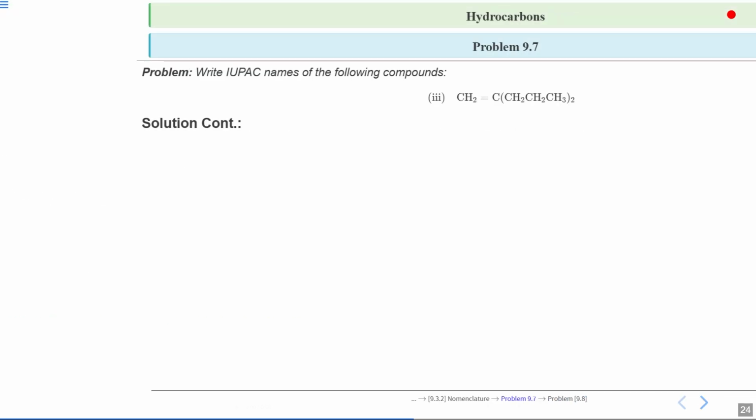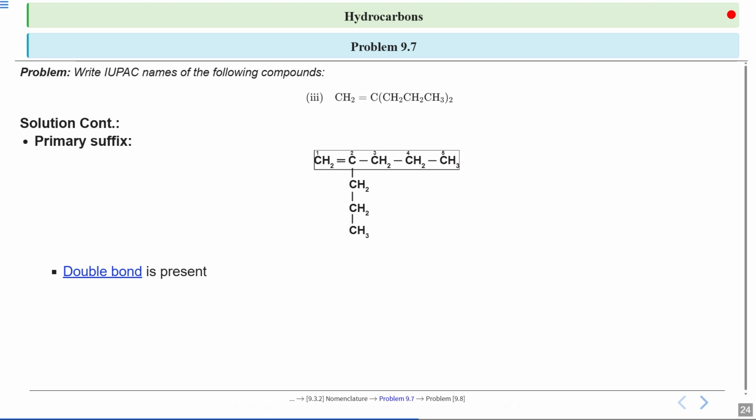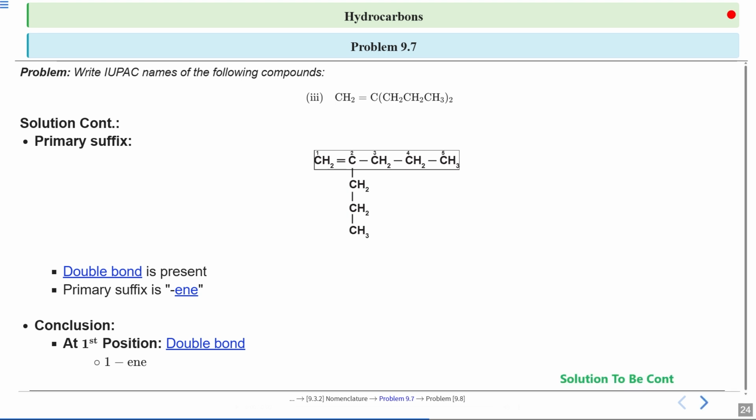Now, moving on with this correct numbering, we have to decide the primary suffix. The primary suffix is decided by looking at the double bond. The double bond is present here, we can clearly see it. Therefore, the primary suffix is "-ene". In conclusion, the double bond is present at the first position. Therefore, your primary suffix will be 1-ene.